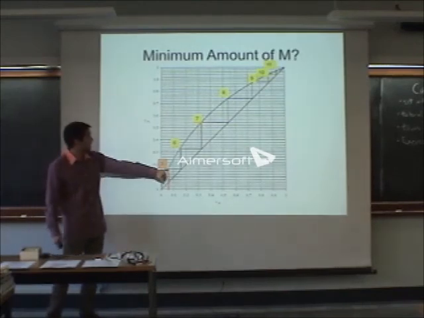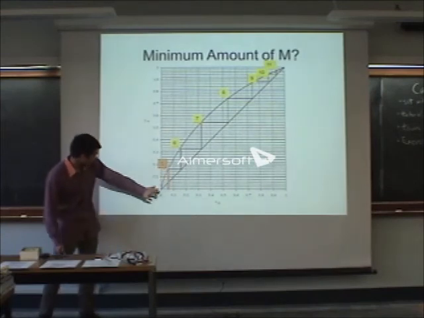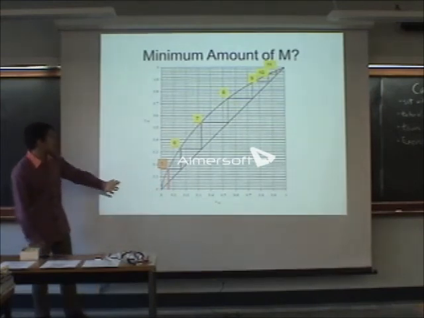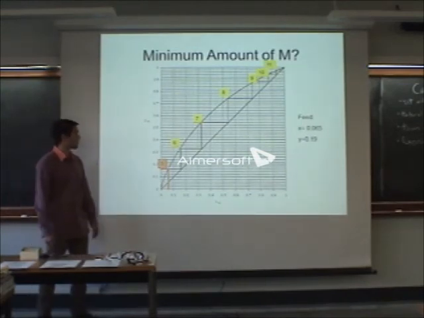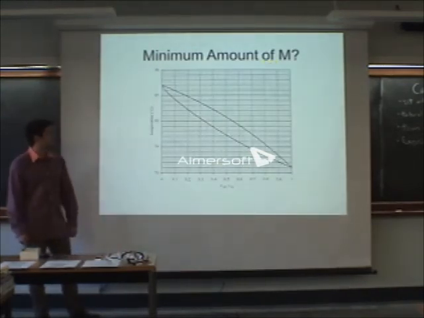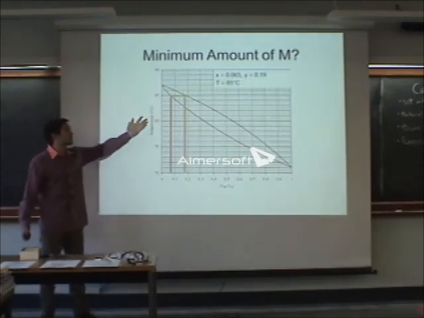We have our fifth stage down here. So our feed stage composition is around X equals 0.065 and Y is 0.19. And we're going to take this back to the TXY diagram. So we know the cooler is going to be at 85 degrees Celsius now.